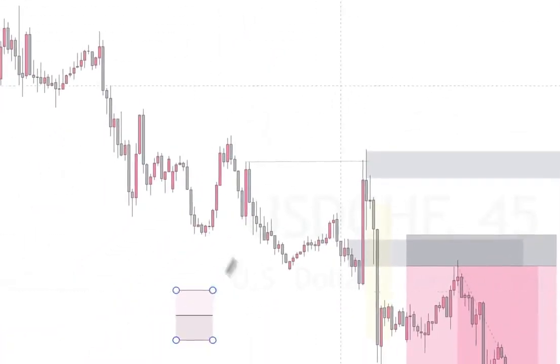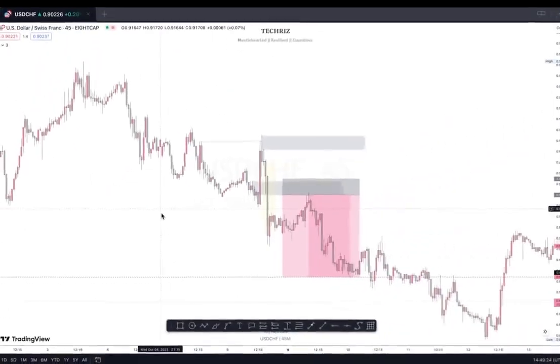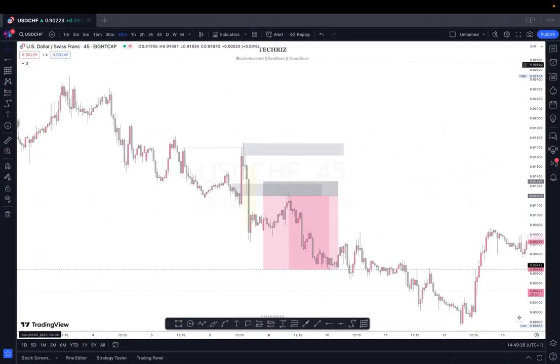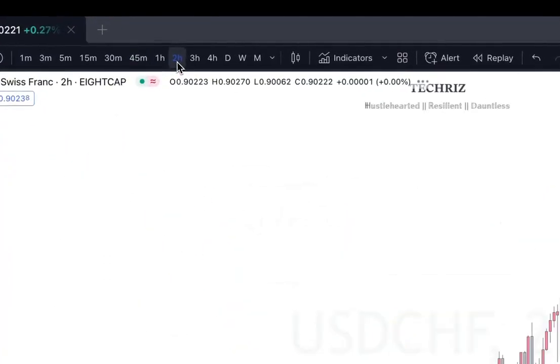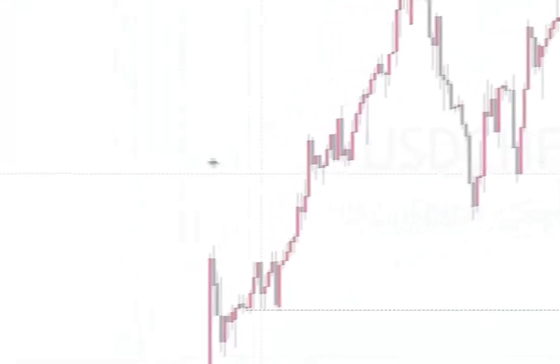So I'll show you how I actually mark that out, because this Gann box tool is very, very essential when you're trading mitigation blocks and breaker blocks, because it can help you precisely mark out 50% of your order block, and then you can know where to actually take your trades from.